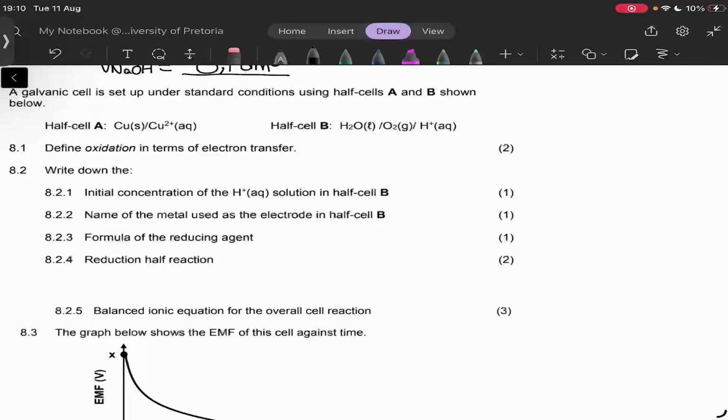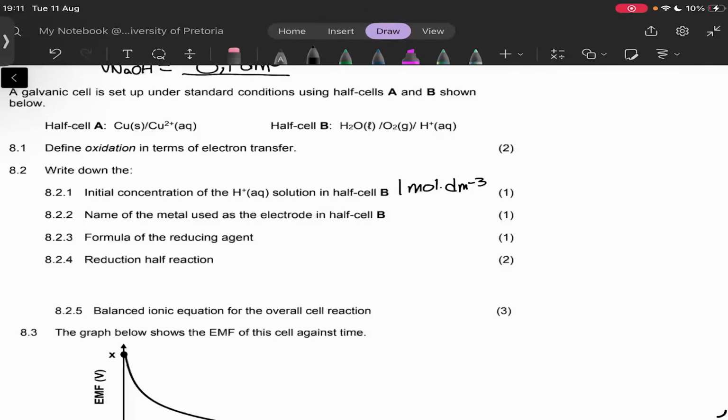8.2 asks us to write down the initial concentration of the H plus in the aqueous solution in half cell B. This is why I asked us the standard conditions. The answer to this one is simply going to be 1 mole per decimeter cubed. Cool.